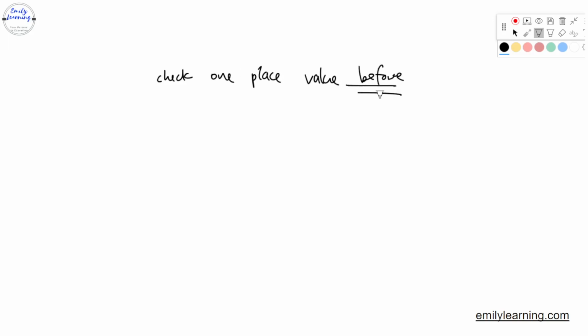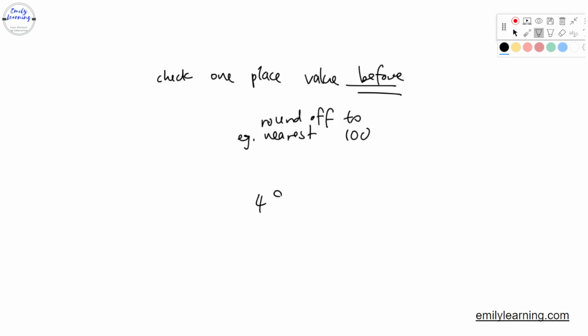All right, so what have we learned? In summary, this is what we have learned. We always check one place value before the place we are rounding off to. So if you want to round off to the nearest 100, then we'll be looking at the tens place.